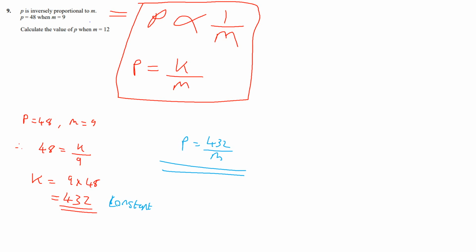That's what it's saying. The 432 doesn't change throughout the entire question. What does change, however, is M. Because this time M is going to equal 12. So P, when M equals 12, P is equal to 432 over 12. And again, if we plug that into our calculators, we get an answer of 36. And that is our final answer.